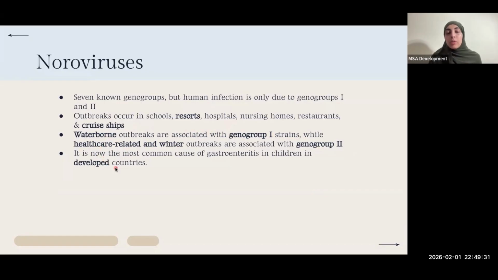And remember what we said, that rotavirus is very common in the developing countries. Norovirus is common in developed countries. Why is it very common in developed countries now? Because we have a rotavirus vaccine. So norovirus has become more common than rota in developed countries because of the vaccine.